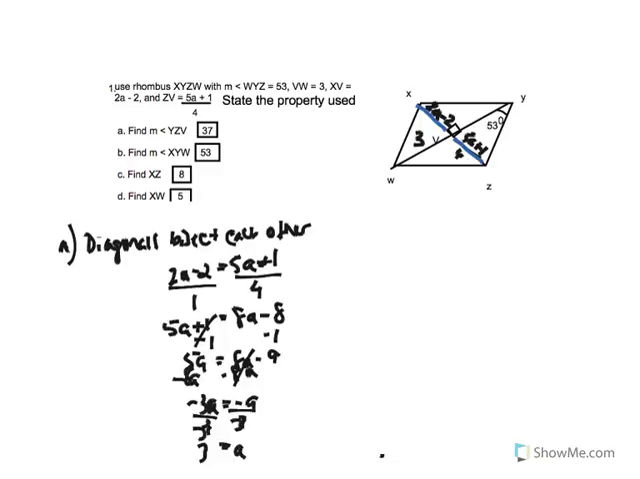Oh, this should be a negative 3. Okay. I get A equals 3. So now I substitute. Oh, I'm doing part C on accident. Okay, so this is part C.